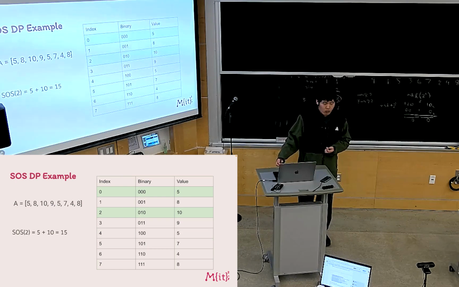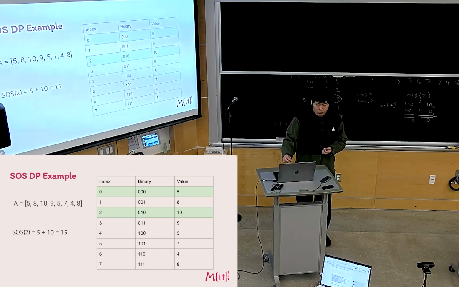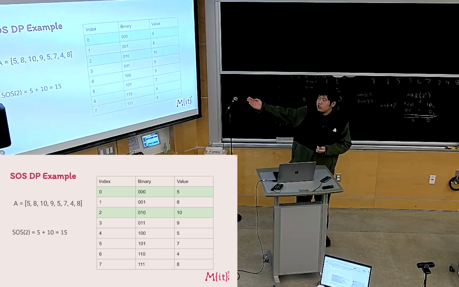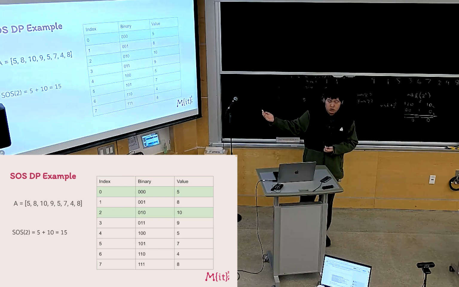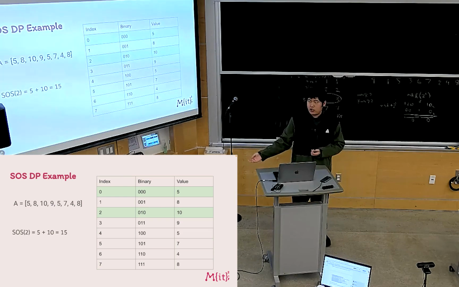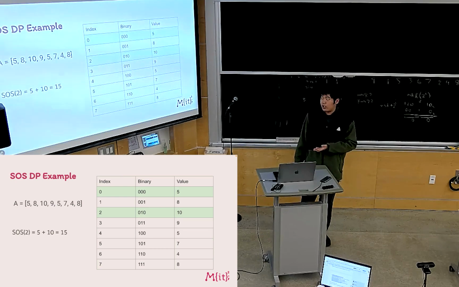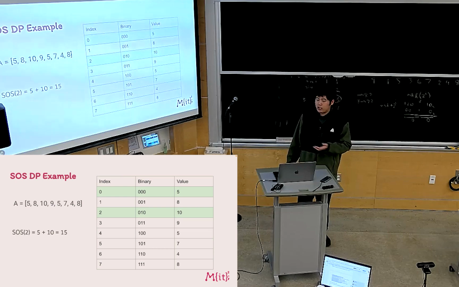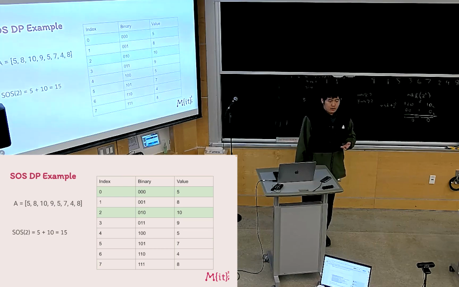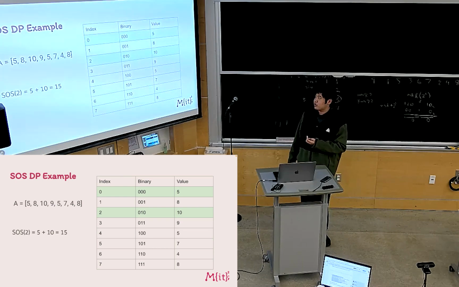Wait. You're saying 5 is a subset of 10? No. A is an array of size 2 to the n, where A of i is the element corresponding to the index i, right? So for instance, SOS of 2 would be A of 0 plus A of 2, which would be 5 plus 10. Wait, so SOS of 2 is the subsets of 10 or 2? Of 2. The index 2. So it's subsets of 10. Oh, okay, sure.